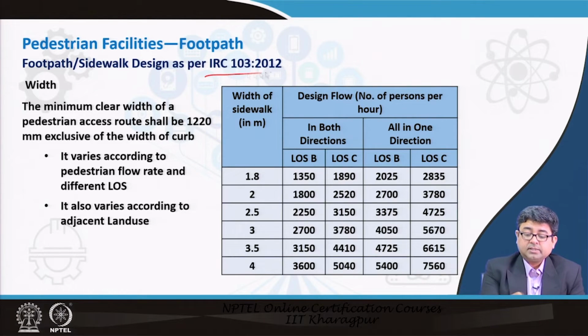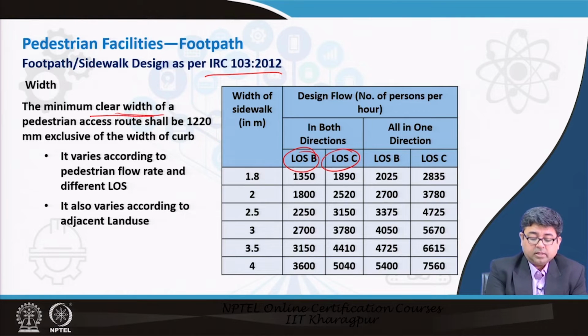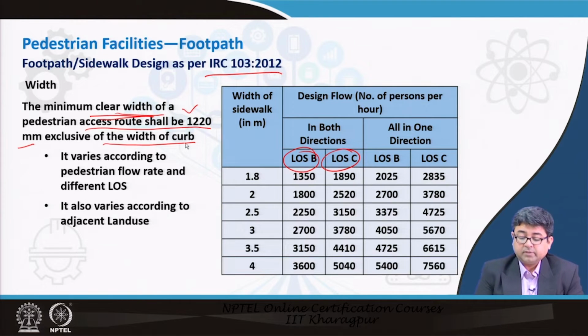If you look at IRC and try to determine the level of service, what it also says is that a minimum clear width, again I think we have already explained to you about the clear width, a minimum clear width of pedestrian access route shall be 1220 millimeter exclusive of the width of the curb, right. At least that much width should be given.